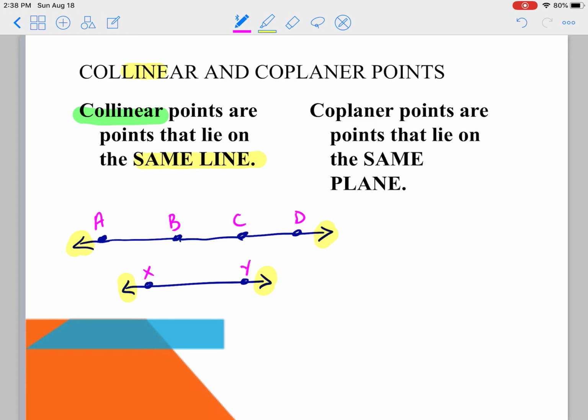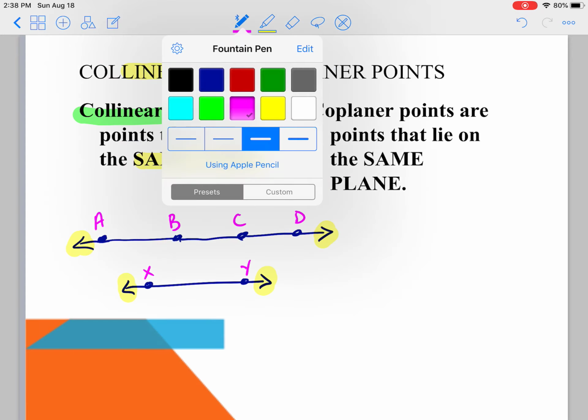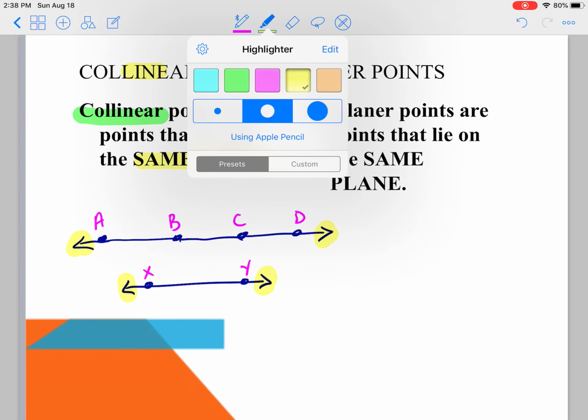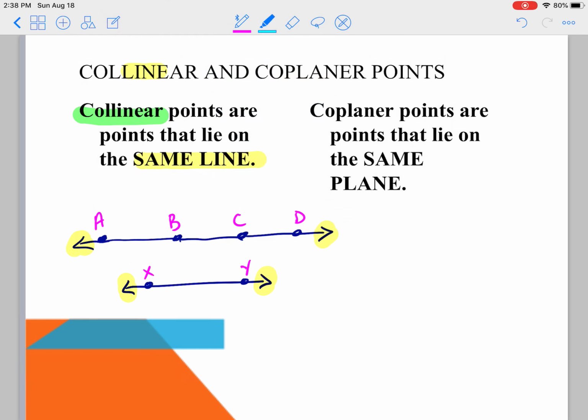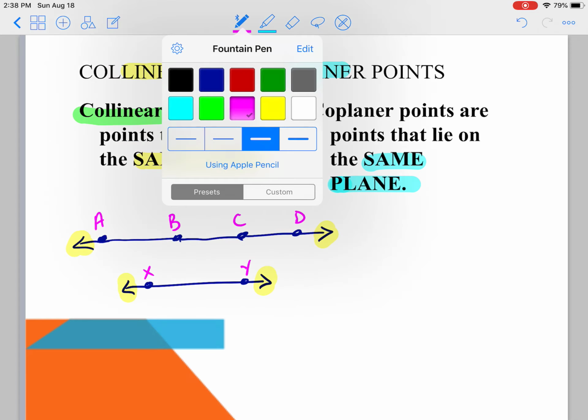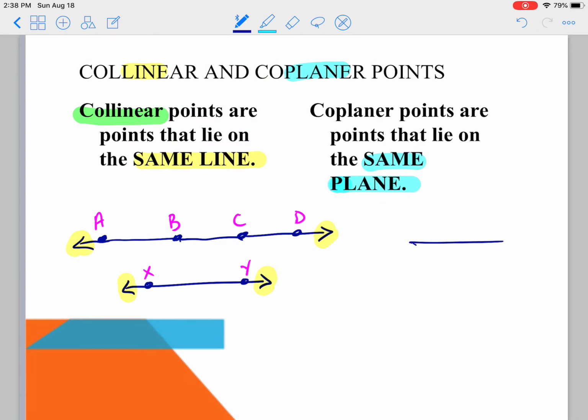So now that we've worked with collinear, more than likely you can determine coplanar. Once again, we have a hint inside the word coplanar. We have the word plane, so we know that we're working with a plane, and we know that they are points on the same plane. So if I were to draw a plane, a lot of times it looks like a tabletop or a piece of paper. It does extend in the same direction forever.